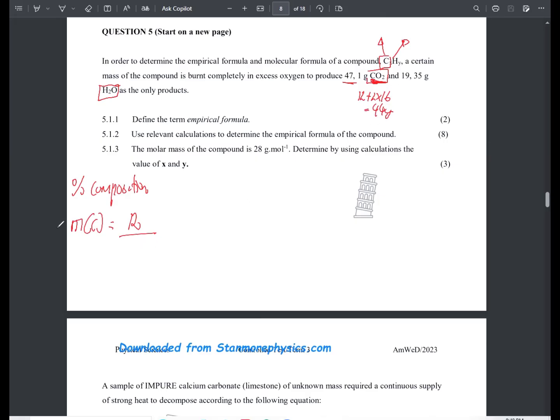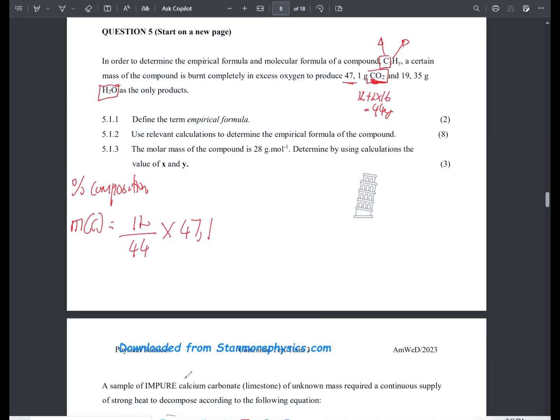So I will say 12 divided by 44. But then 47.1 gram makes up 100% of the carbon dioxide. So if we want to find out what is the mass of the carbon only, we'd have to say 12 over 44 multiplied by the 100% of all this compound, which is the 47.1 gram.